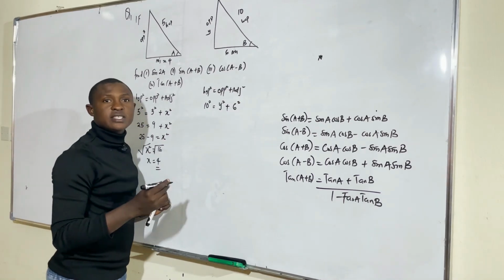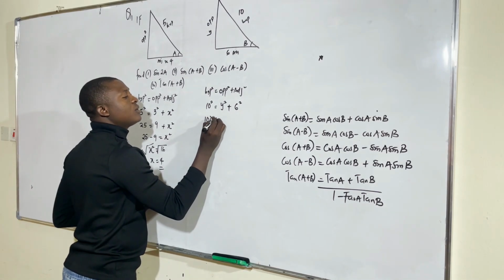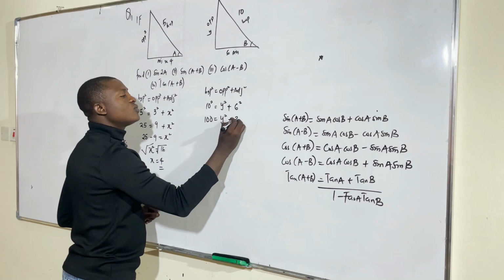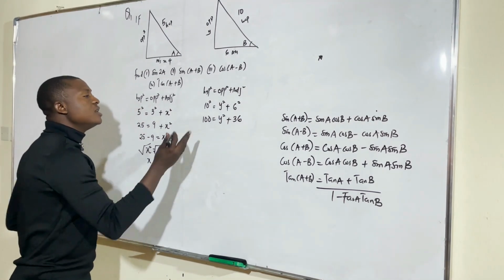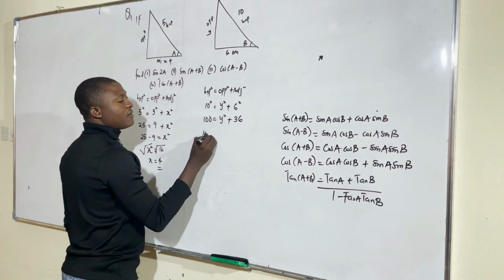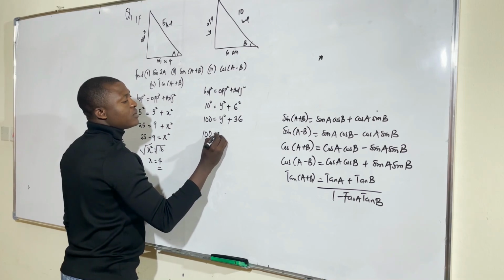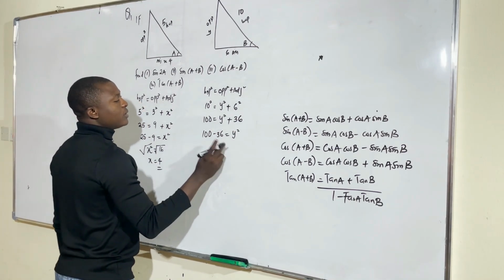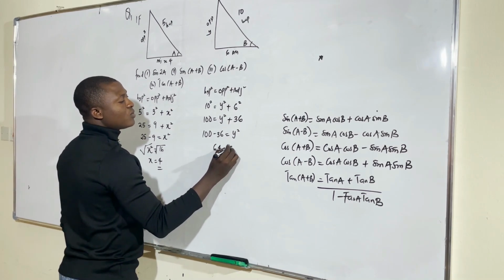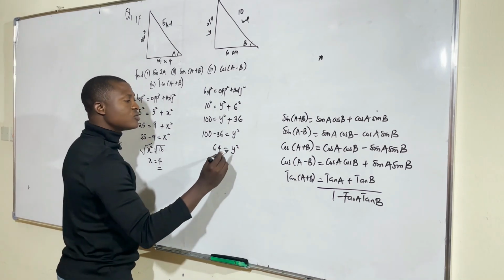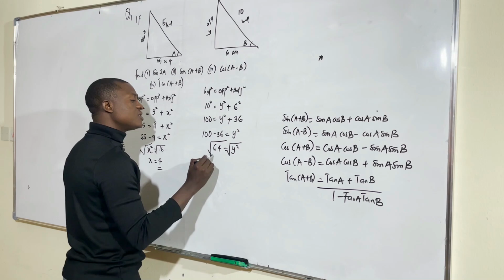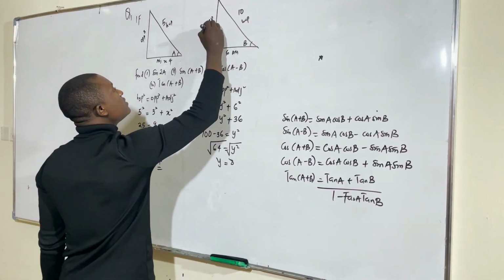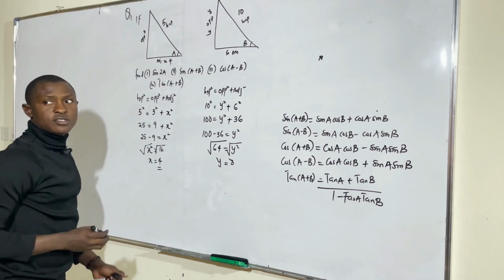10 squared means 10 times 10, then we have 100 is equal to y squared plus 6 squared, that is 6 times 6, and we have 36. So if I collect like terms, we have 100 minus 36 is equal to y squared, right? So 100 minus 36, and we have 64 equal to y squared. So if I take the square root of both sides, we have y equal to 8. So that means in the second shape here, we have 8, right?